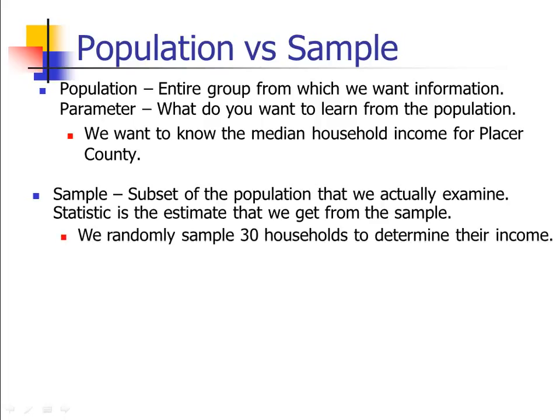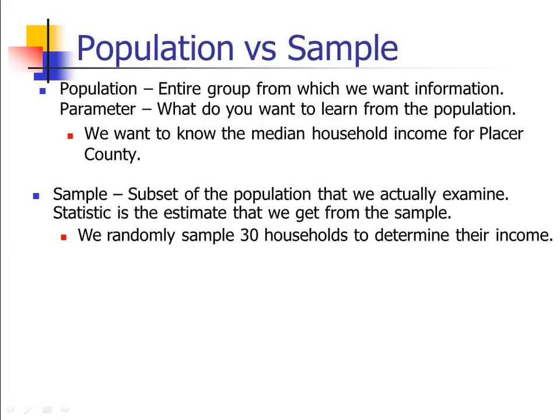So I might go out and randomly select 30 households to determine their income. The statistic is going to vary. So we're always going to have some kind of sampling error, because one sample is going to give me one result, and that's just variation. Natural variation is going to occur. Even if I made a really good sampling and I was really careful, we're going to get random variation just by chance.